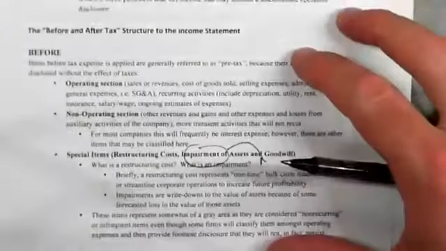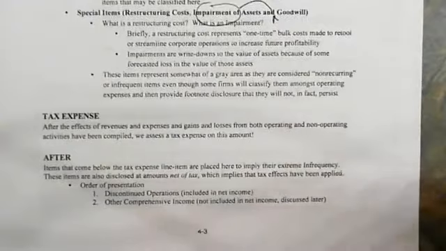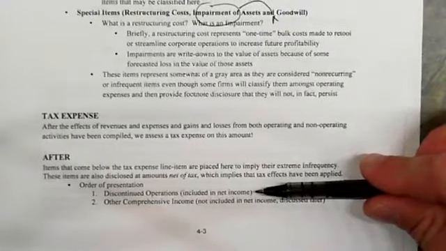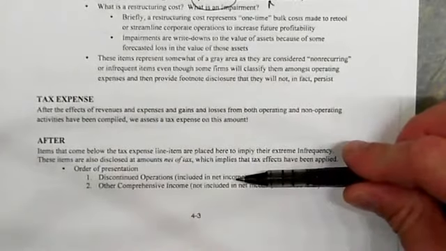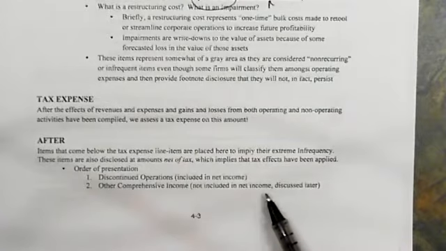After you have all the before items, you have tax expense, and then you have the after-tax items. And there can be two types of after-tax items. The discontinued operations, which are included in net income, and then we have other comprehensive income items, which are not included in net income, and we'll discuss those in Module 6.